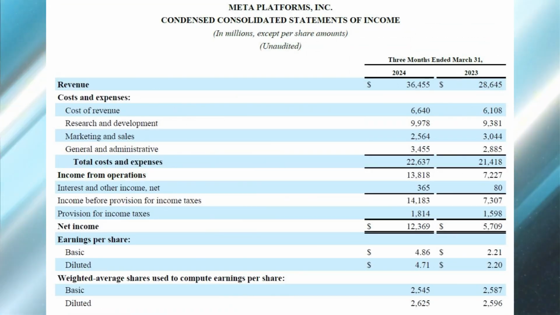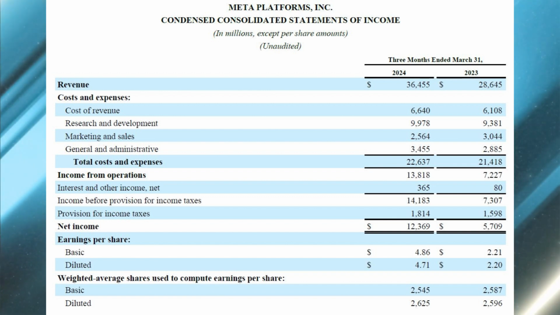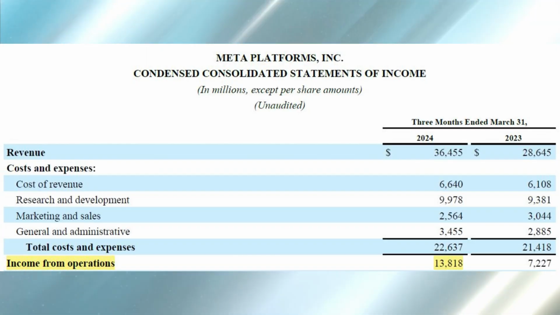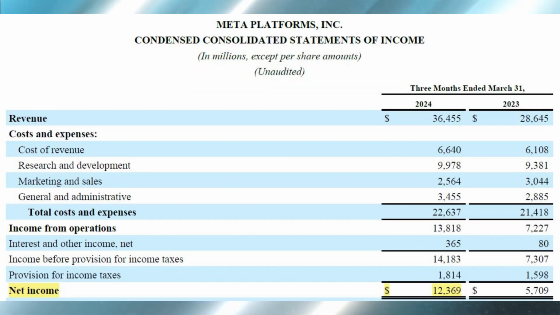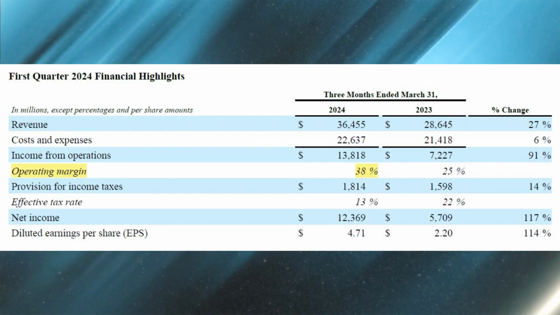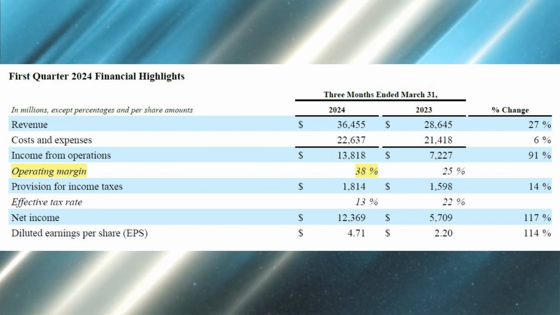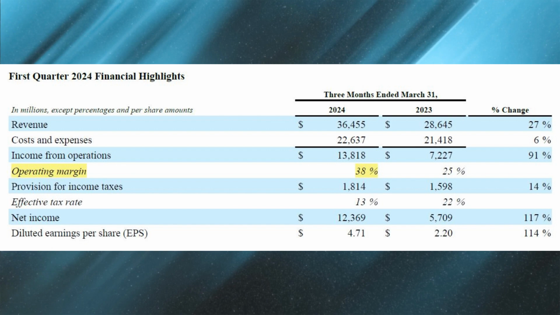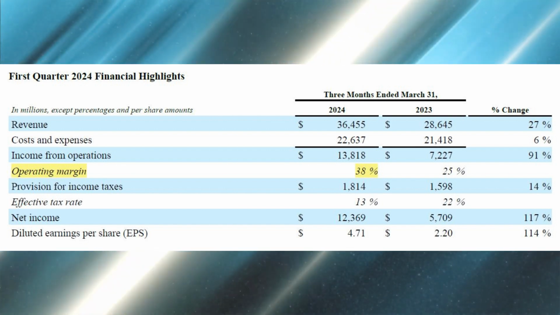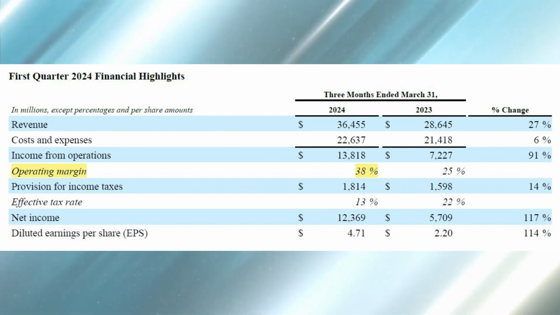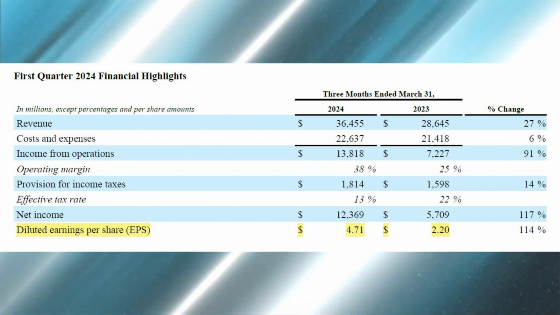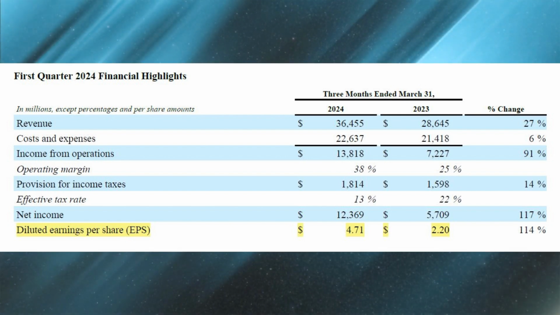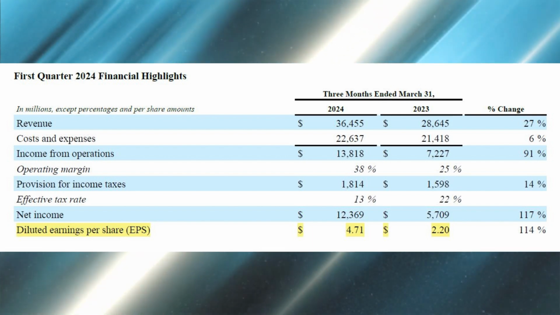Now that we understand Meta's revenue and major expenses, how much profit did Meta make in the first quarter of 2024? On the income statement, we see that in the first quarter, Meta made $13.8 billion in operating profit and almost $12.4 billion in net income, resulting in the net operating margin, which is calculated by operating income divided by sales, of 38%, which means that 62% of Meta's sales goes to cover operating expenses. Also, we see here that earnings per share, calculated by dividing net income by the number of shares, have grown significantly in the first quarter of 2024 compared to the same quarter of the previous year.